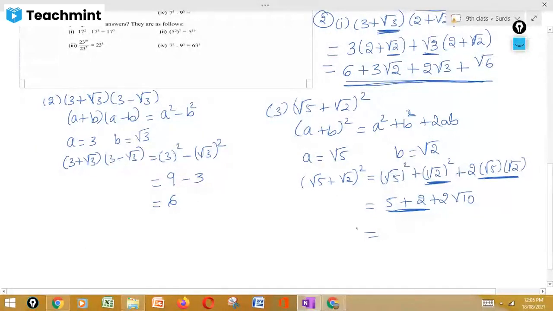5 plus 2 is 7, so you are going to get 7 plus 2 root 10, this is your answer. Can we do further simplification? No, sir. Okay. Is there any doubt in this part? No, sir.